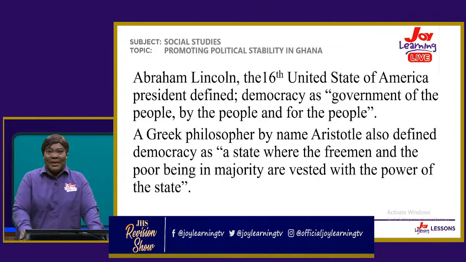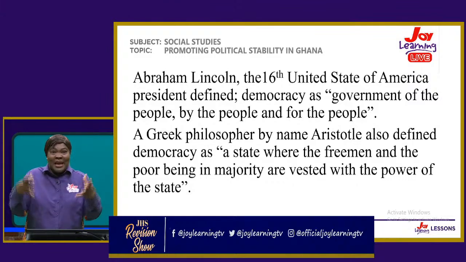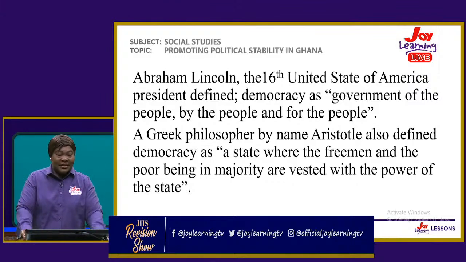A nobleman by name Abraham Lincoln, the 16th United States of American president, defined democracy as government of the people, by the people, and for the people. I hope you understand that. Government of the people, by the people, and for the people. So that means that everybody is inclusive in governance.